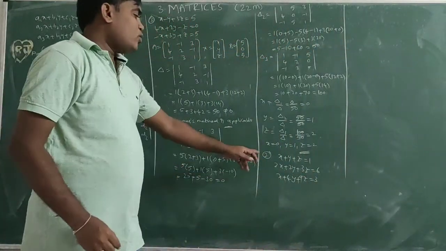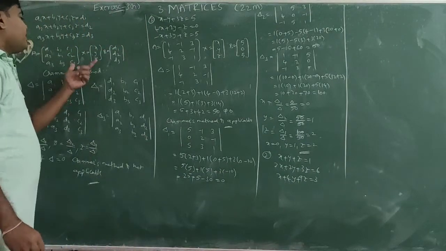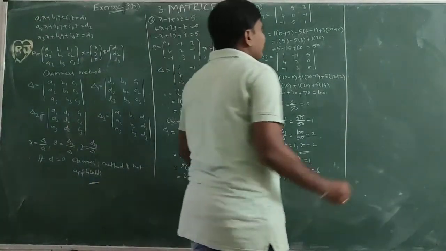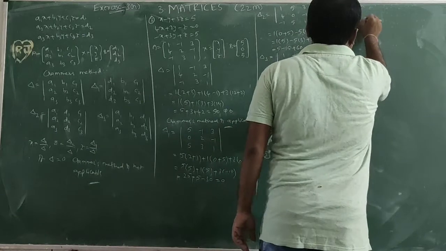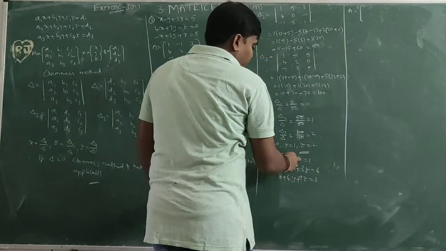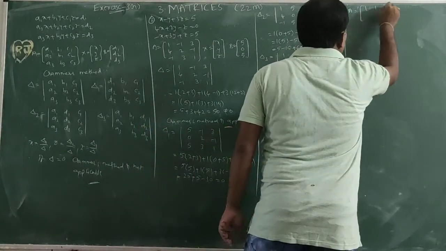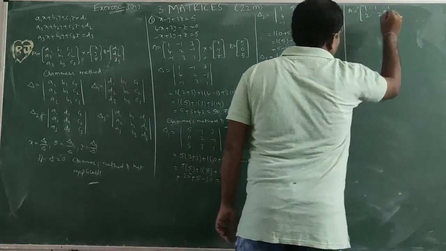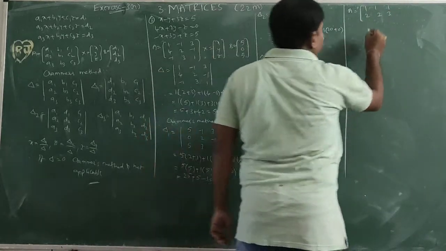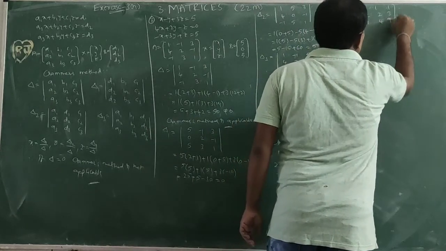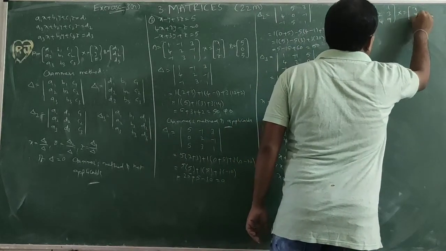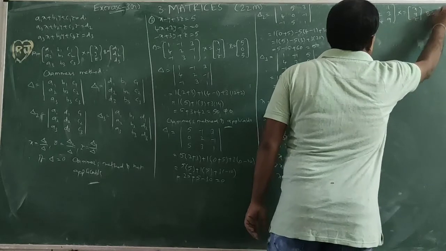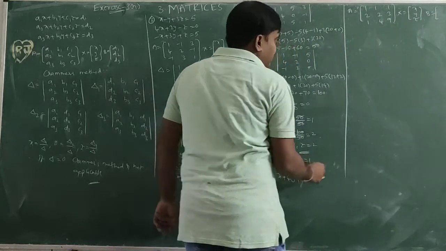Okay, so this is the question. First, I want to write it like this: AX equal to B. What is A? 1, 1, 1; 2, 2, 3; 1, 4, 9. X equal to x, y, z. B equal to 1, 6, 3.